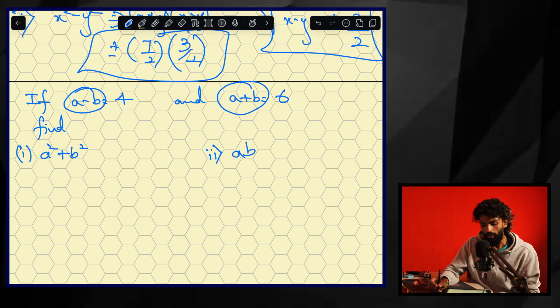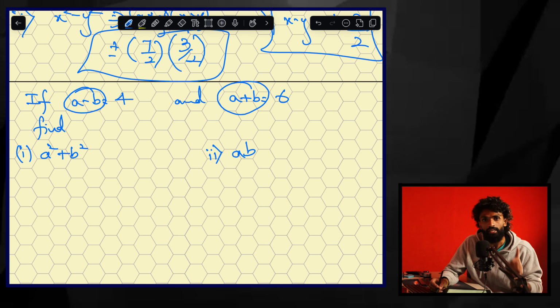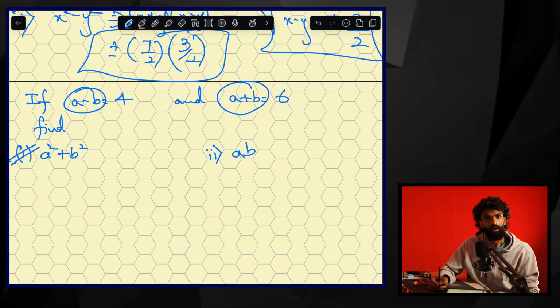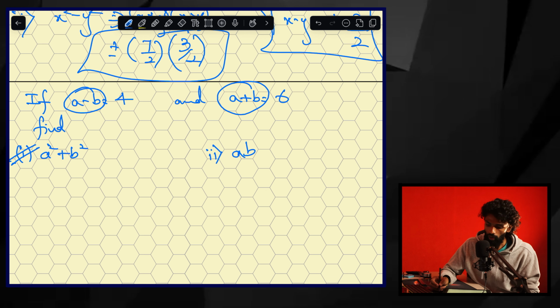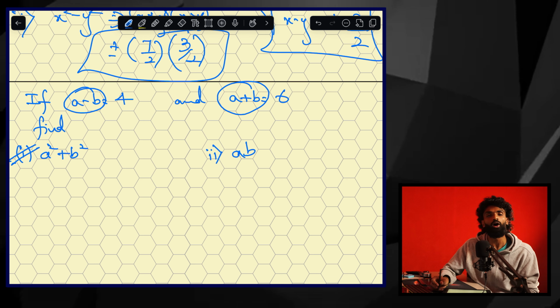The most common mistake is people look at the question a plus b into a minus b, and say the answer is a square minus b square. But the first question is a square plus b square. Okay, now what to do? If you want to apply step 0, you will get an answer, but it will take a long time.